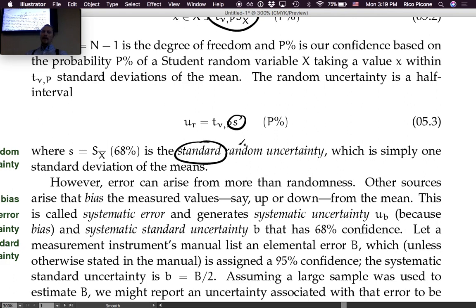However, error can arise from more than just randomness. Other sources arise that bias the measured value, say up or down from the mean. This is called systematic error and generates systematic uncertainty, U_B, because bias. And systematic standard uncertainty, b, that has 68% confidence. So we're making an analogy here between s and b, right? So for random uncertainty, the standard uncertainty is s. For systematic or bias uncertainty, the standard is b. Okay, one standard deviation is b.